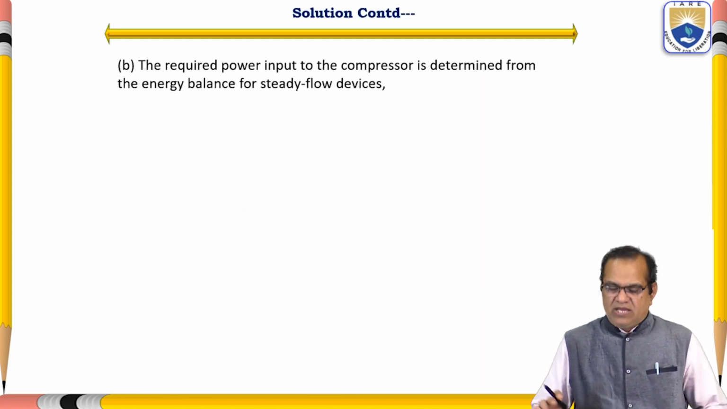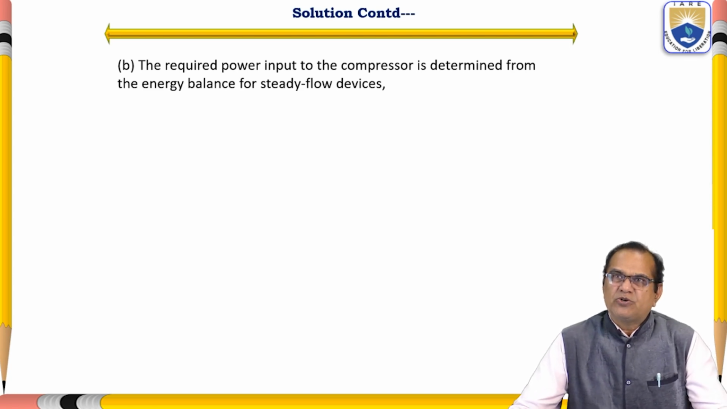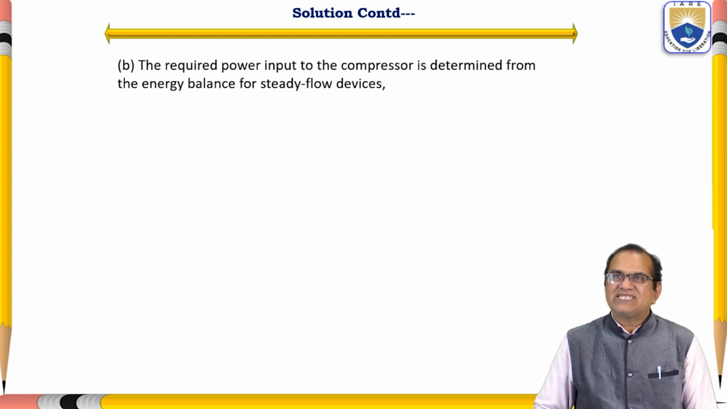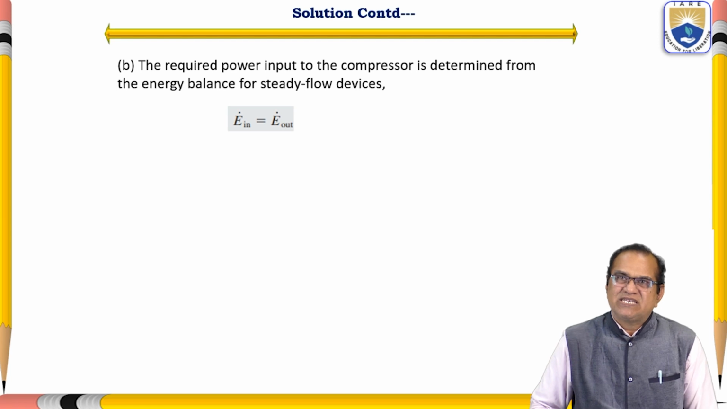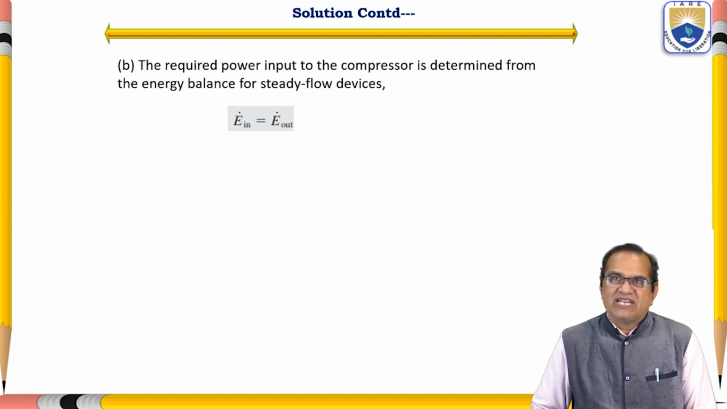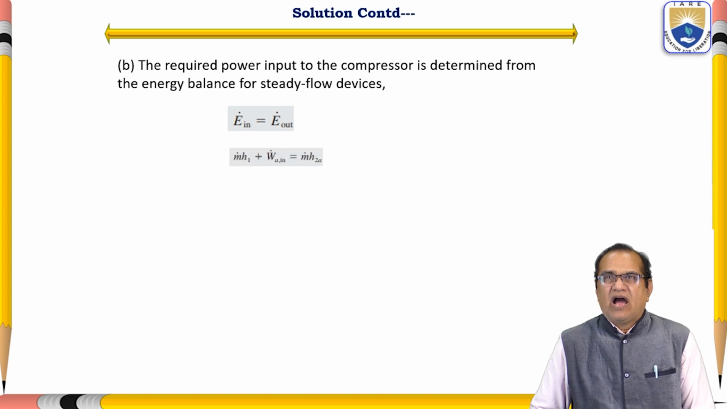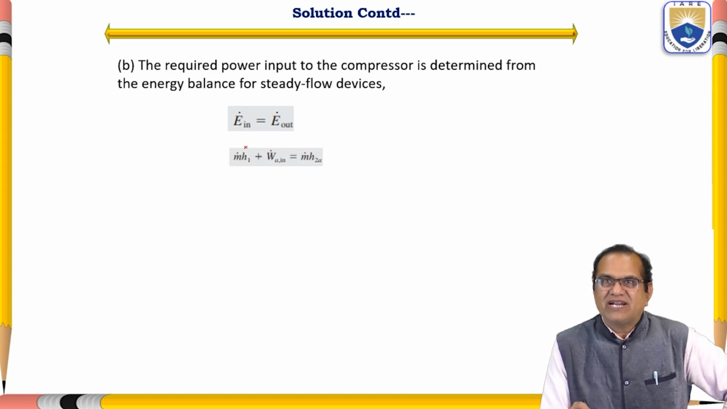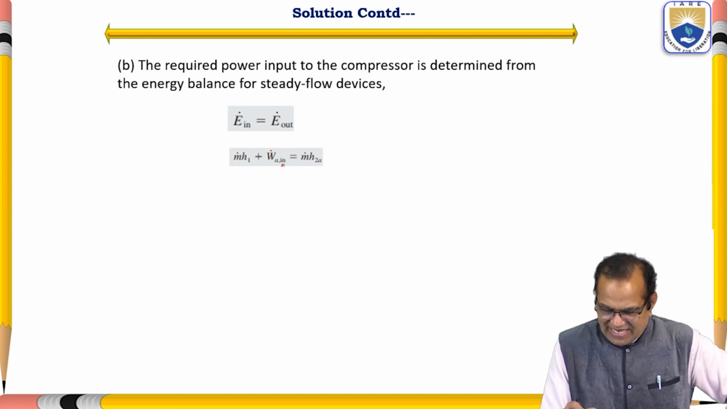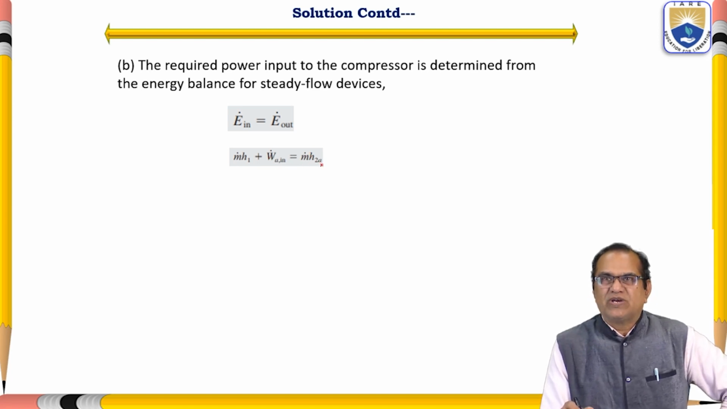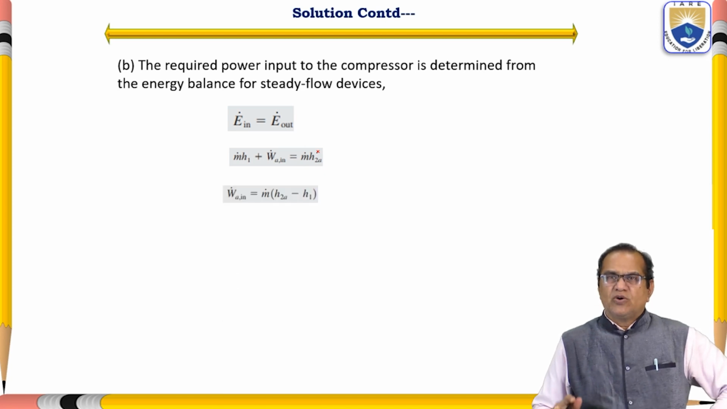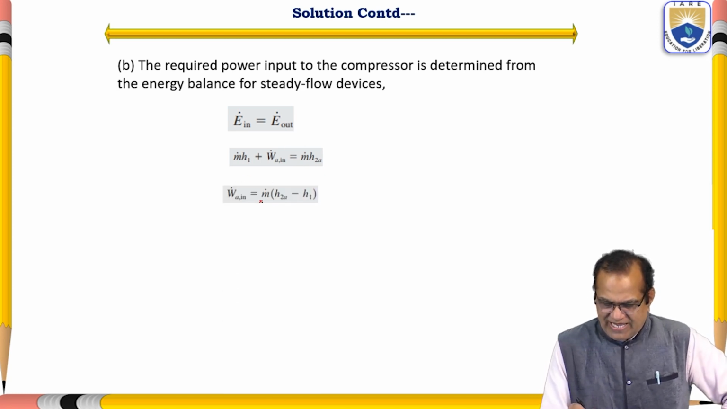Now we have to see the part B. The required power input to the compressor is determined from the energy balance for steady flow devices, and this energy balance is rate of energy at input is equal to rate of energy at output. So m dot h1 plus w dot a in is equal to m dot h2a. So in energy plus work energy of the total out energy. So here we know that w dot a in is equal to m dot times (h2a minus h1).